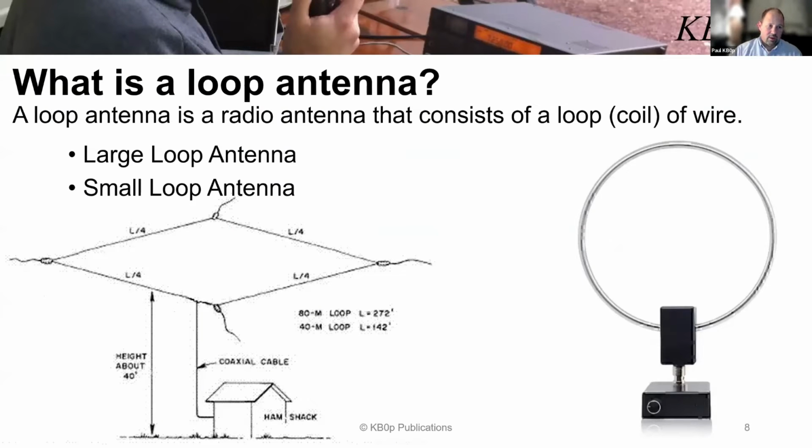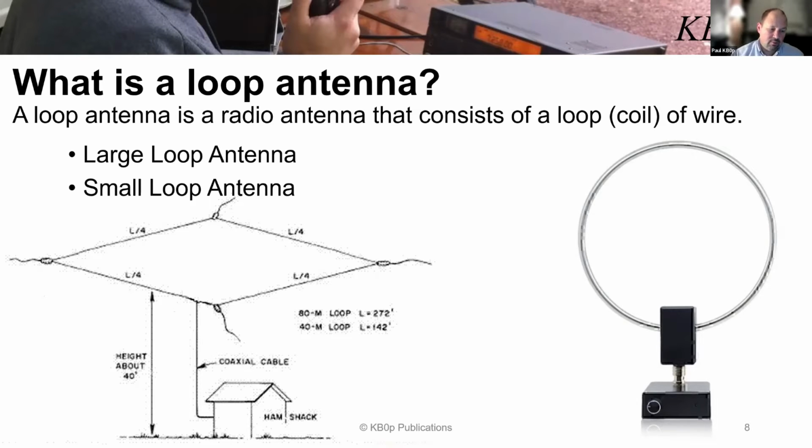So what is a loop antenna? A loop antenna is an antenna that consists of a loop, basically a coil of wire. That's all it is, just one big coil of wire. And I have here in this slide, you can see there's a large loop and there's a small loop. So those are both loop antennas, but obviously they're different sizes.